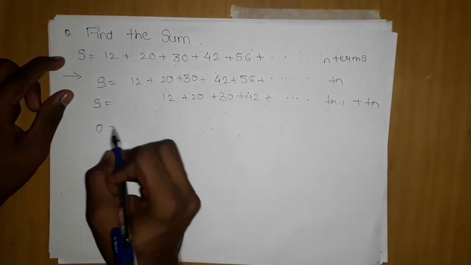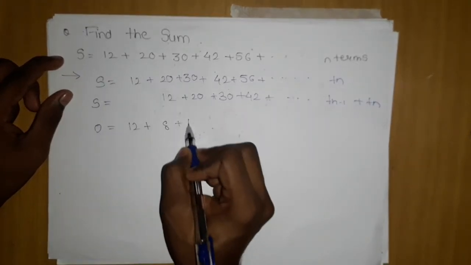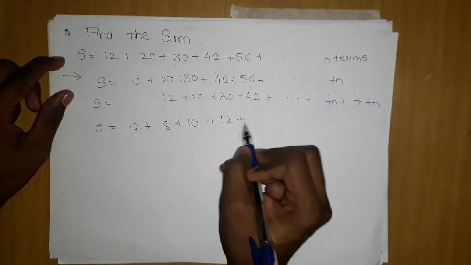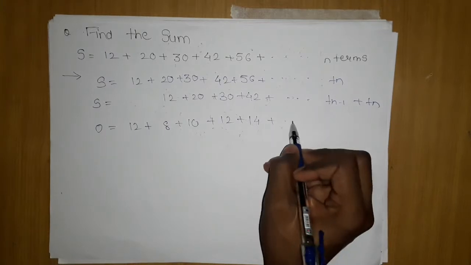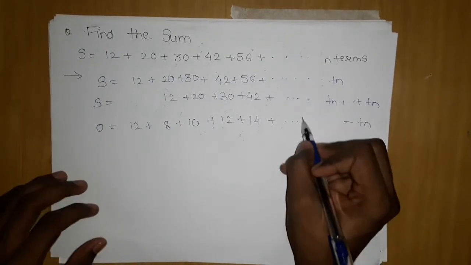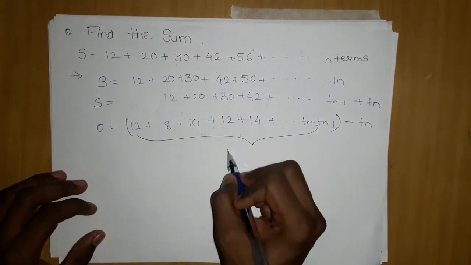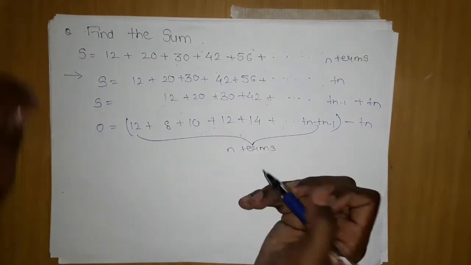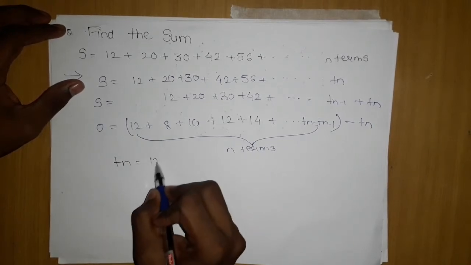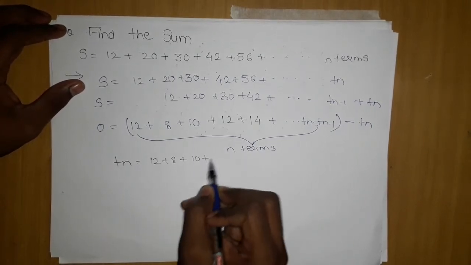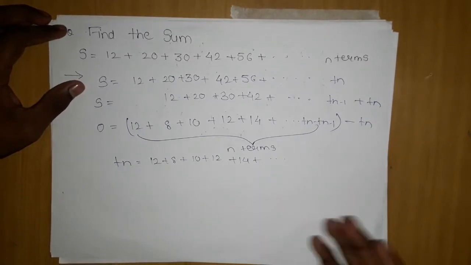Subtract these two. 0 is equal to 12 plus 8 plus 10 plus 12 plus 14 and so on, minus Tn. Here it will be Tn minus 1. Now these are n terms, just remember that they will form n terms. Tn is equal to 12 plus 8 plus 10 plus 12 plus 14 and so on. So we got the Tn.